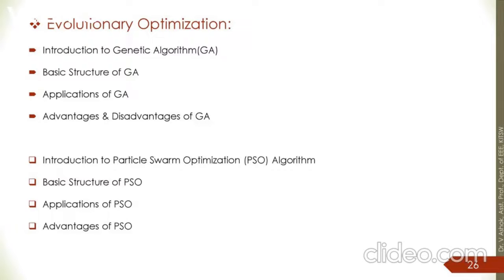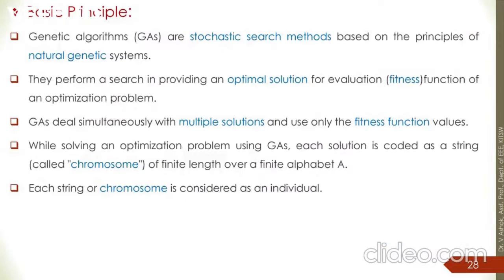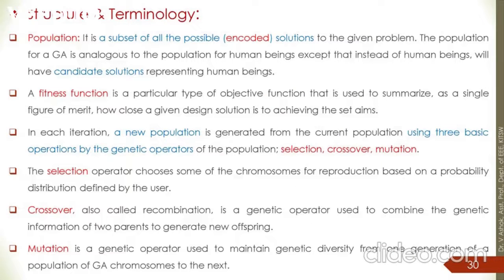Coming to evolutionary optimization, we discuss introduction to genetic algorithm, basic structure, applications and advantages. Then in particle swarm optimization, we can also study the basic structure. Genetic algorithm is a great source of inspiration for all mankind. It is survival of the fittest. The basic principle is that it has stochastic search methods based on the principle of natural genetic systems for the optimal solution. The basic structure is population initialization, fitness function calculation, crossover, mutation, survival selection, terminate. Coming to population, it is a subset of all possible solutions.